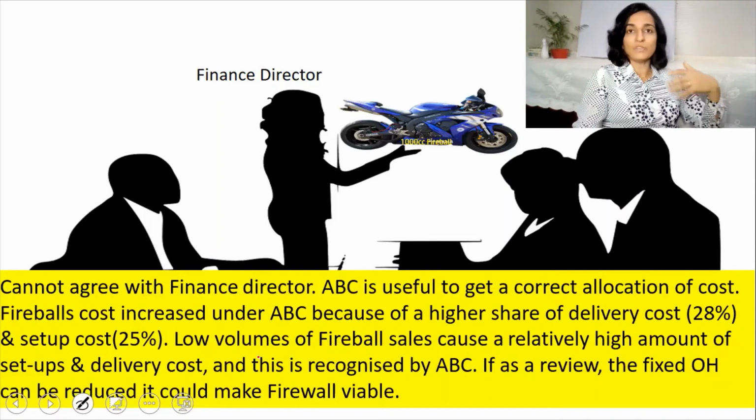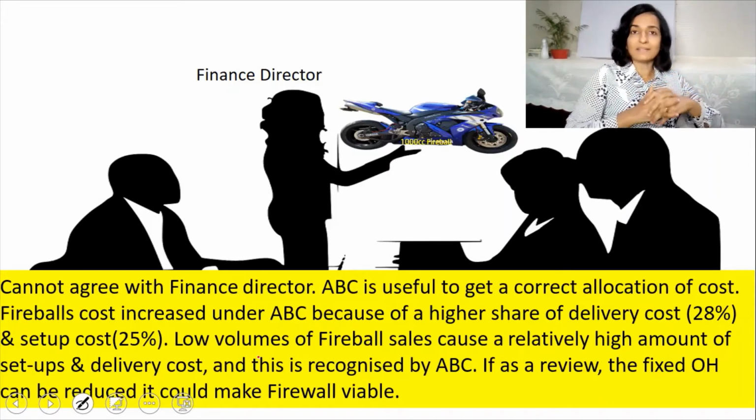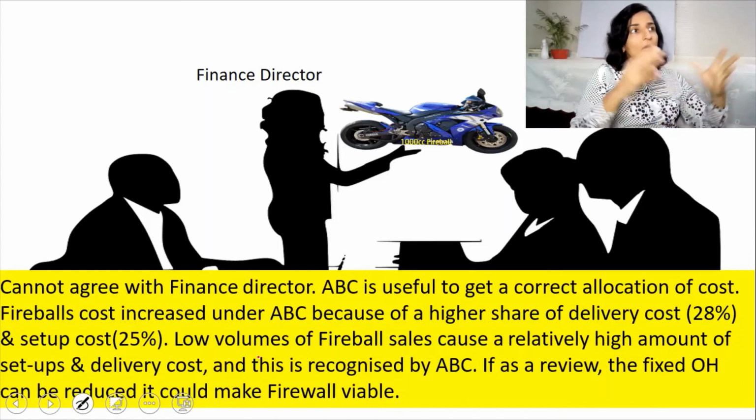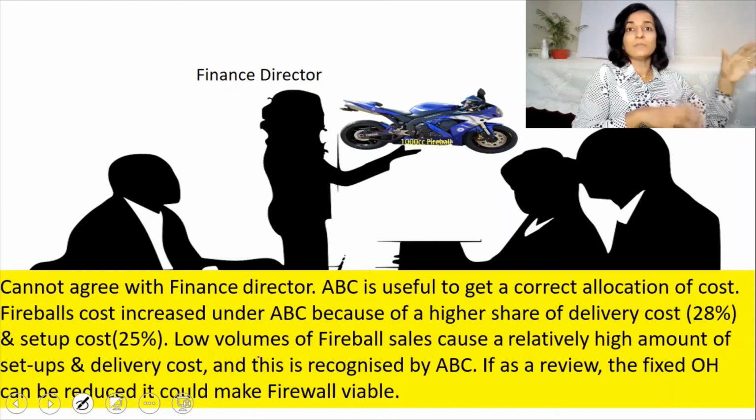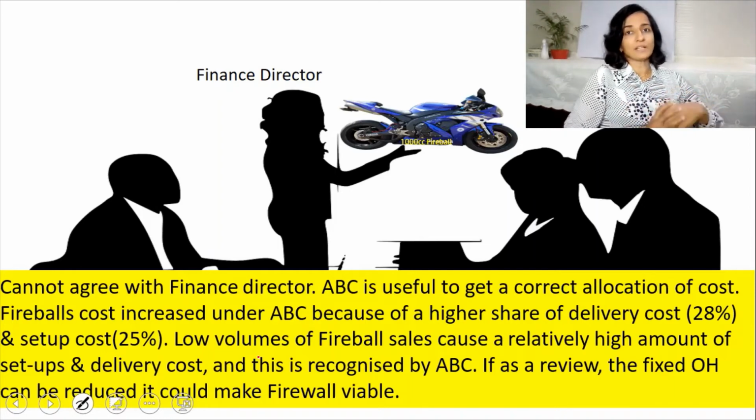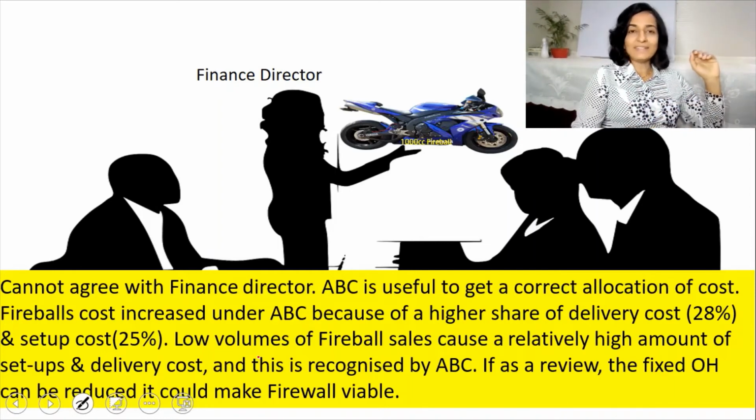So we should try to review the system, and the fixed overheads can be reduced. It could make Fireball viable. So this should be your comment. After the review, we feel that we can increase the number of units per setup, so the number of people in charge of setting up the machine can be reduced. The workforce can be reduced, that is, the fixed salary that you're paying for the workforce. So we could work out options as to whether there is any possibility for reduction. Let's proceed with the board meeting discussions.